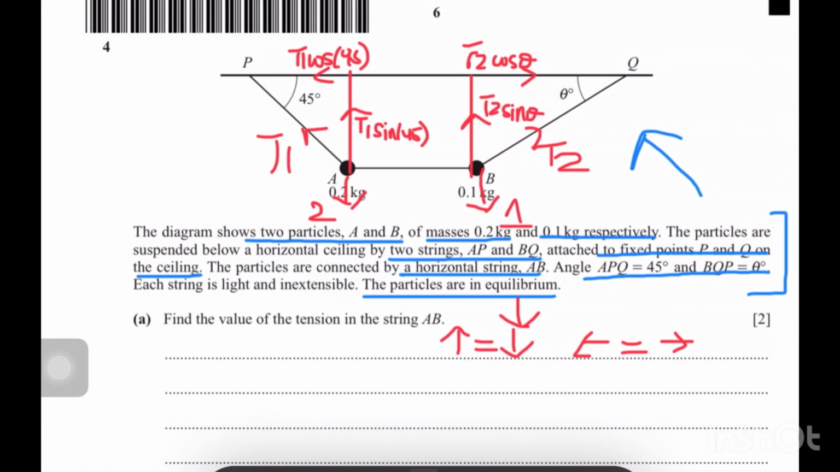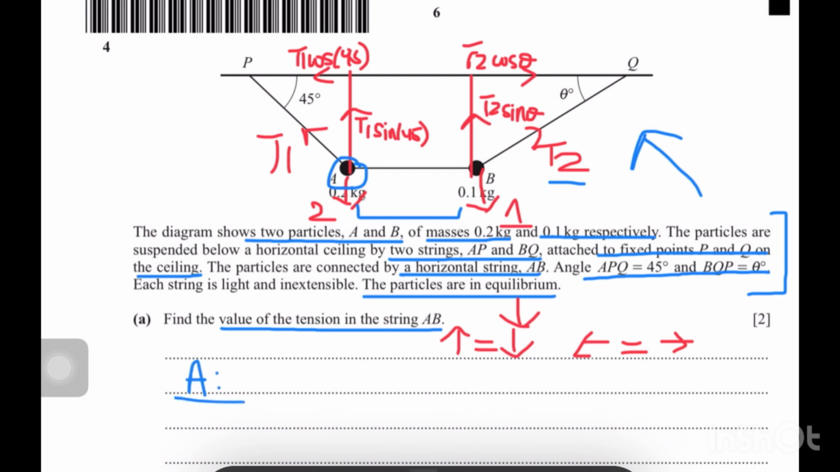Now for part A, they say we need to find the value of the tension in string AB. That is this string over here. This is a horizontal string, so instead of looking at this as a system, we will only focus on one particle, and we will use particle A because in that we only have one unknown variable, which is T1. If we use T2, we would have two unknown variables, which will create almost three simultaneous equations. So we will use only particle A.